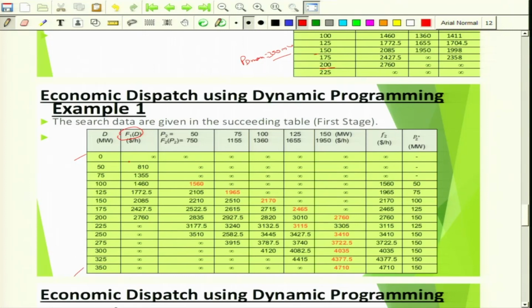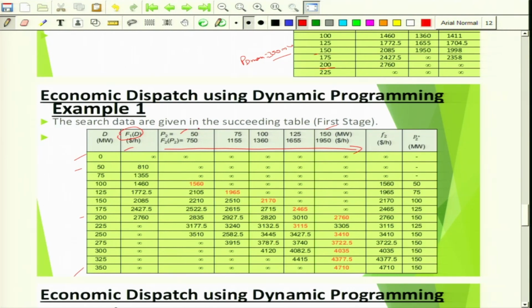For generation 1 it varies from 50 megawatt to 200 megawatt, minimum to maximum, and you have an individual cost which is varying from $810 per hour to $2760 per hour. Now this is with respect to generation 1. In this row, we are varying generation of generator 2 from 50 megawatt, which is the minimum generation of that particular generator, to 150 megawatt, which is the maximum generation of generator 2.